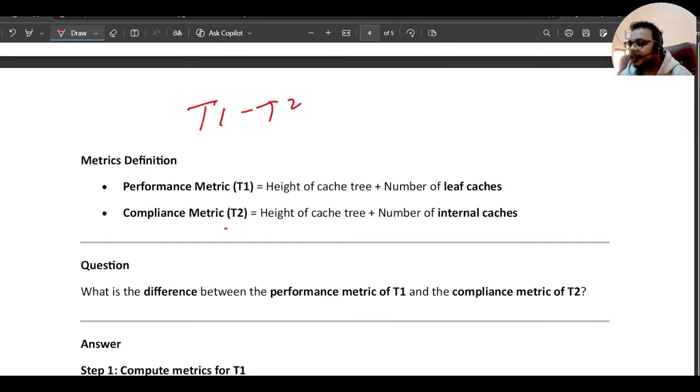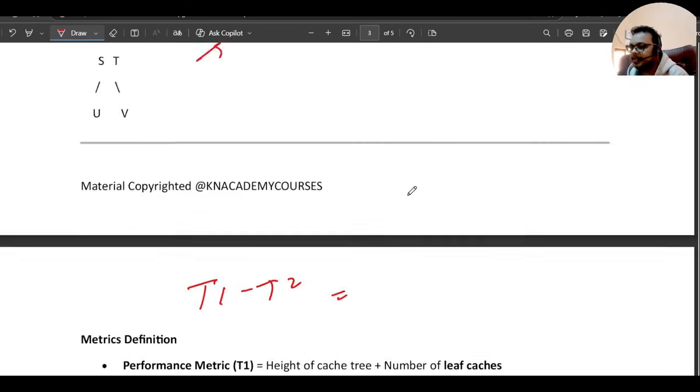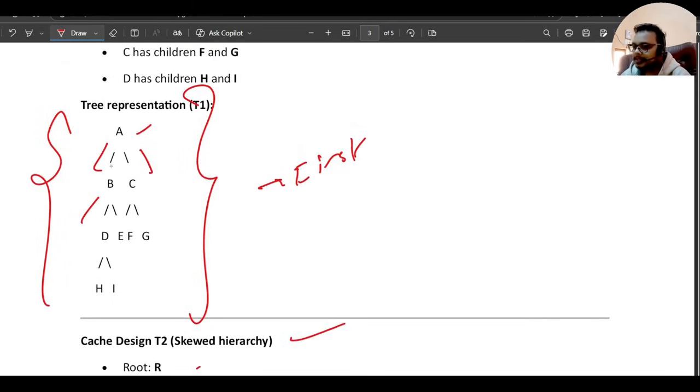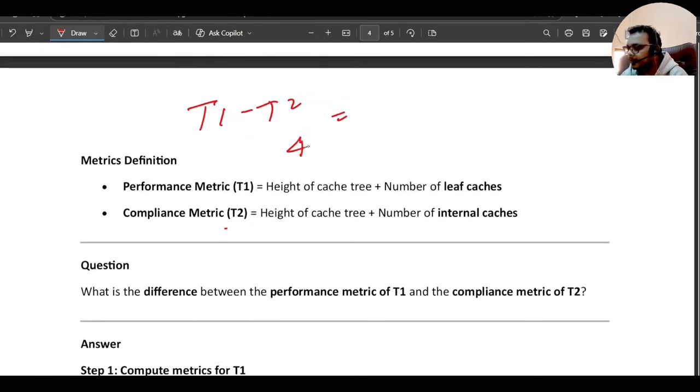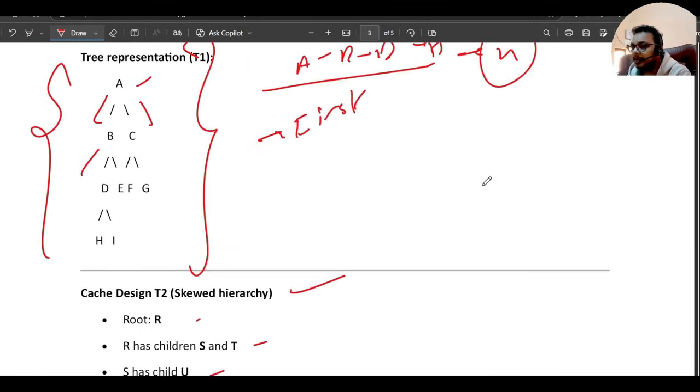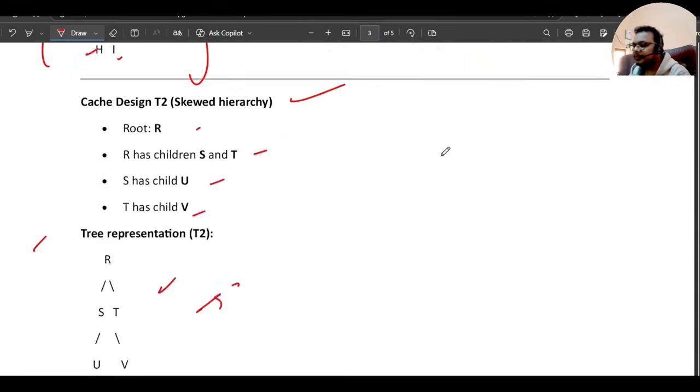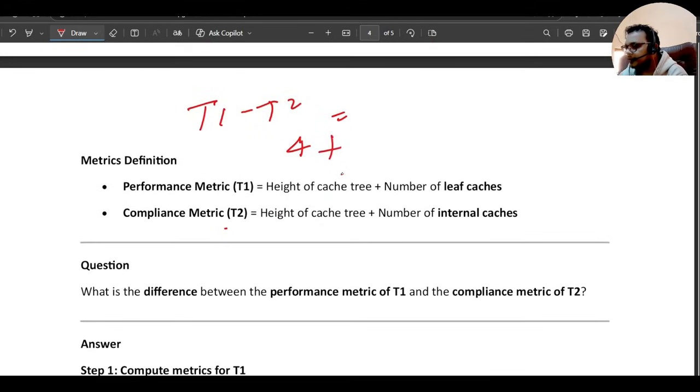So first we need to compute T1. T1 is the height of the cache tree plus the number of leaf caches. So what is the height of this tree? We look at the longest path. From A to B, B to D, and D to H, the height is 4. So the height of the tree is 4, plus the number of leaves. How many leaves can you see here? 1, 2, 3, 4, 5. So 5 leaves are there. So it's 4 plus 5, which is 9. So the value of T1 is 9.